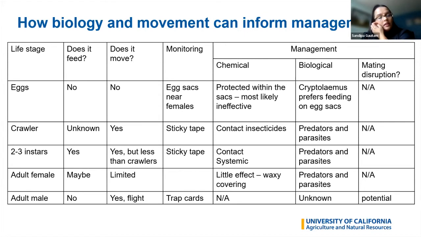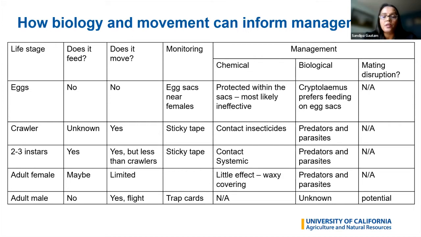Adult female, it's not really well understood if it feeds or not. Some literature suggests that once the female goes into egg production, they restrict feeding, they don't feed anymore, they just complete egg production and then they die at the end of the egg production. It moves, but it has limited mobility. And chemical management may have a little effect on the adult females because of the waxy covering its body.